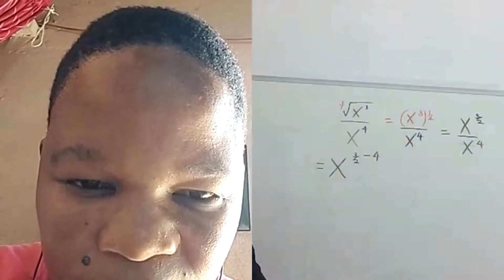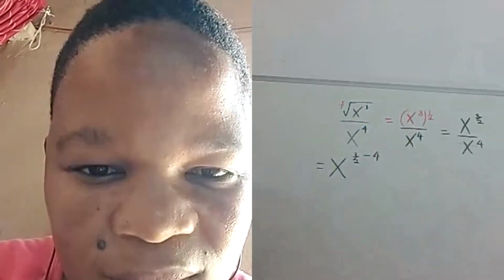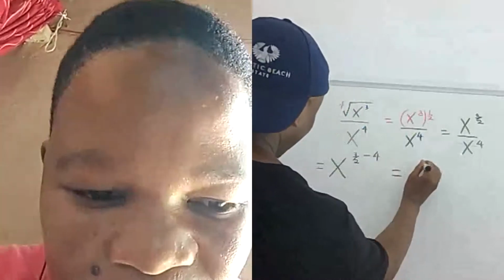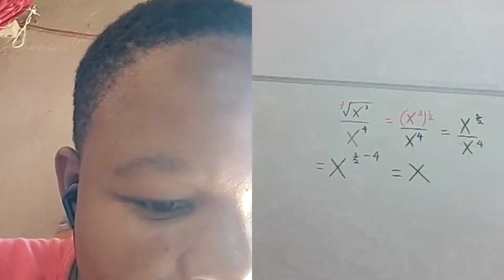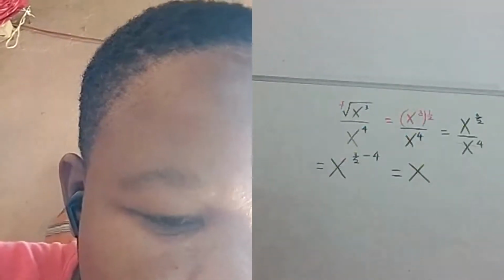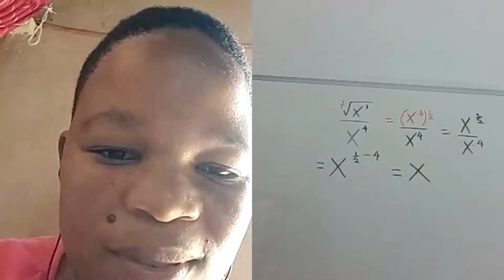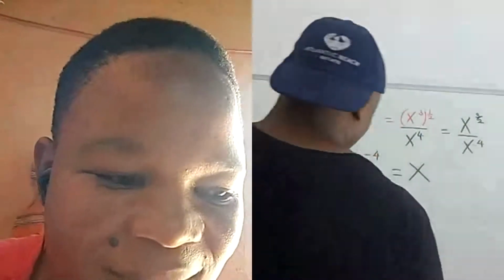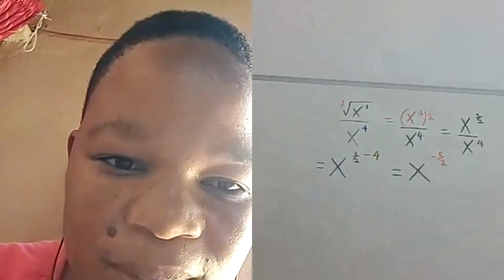The bases are the same, I write one base. But because it's division now, we're not going to add together. We always take the top power minus the bottom power. So plug that in the calculator and give me the answer. So it's going to be x^(3/2 minus 4). It's giving me -5/2. Okay, very good. So that's your final answer, x^(-5/2).